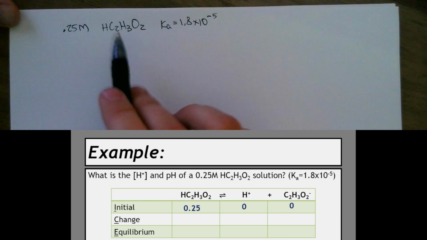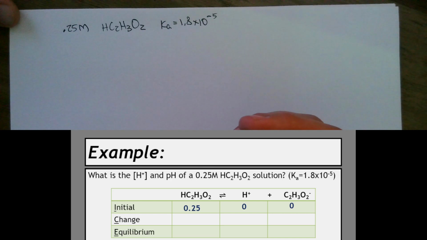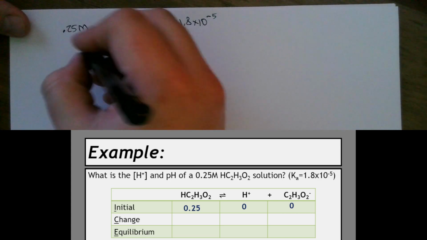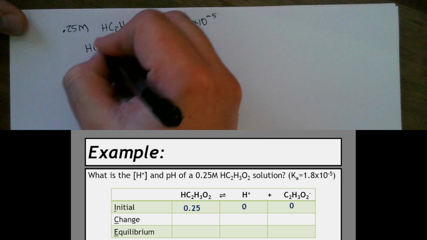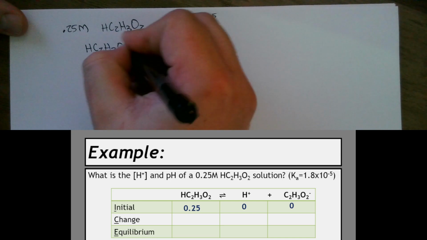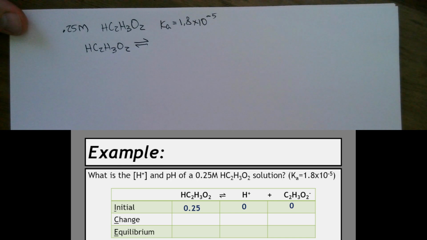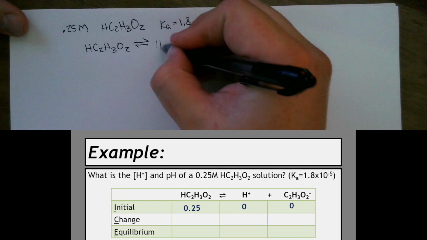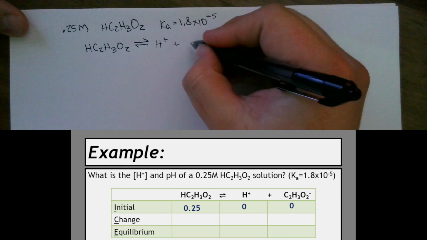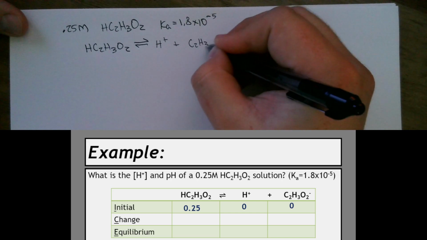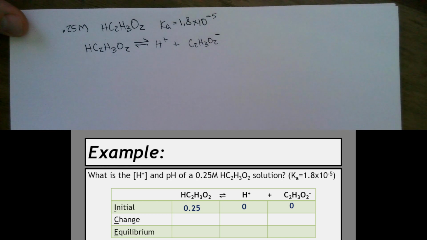Okay, so I know this is a weak acid, which means it's going to break down, but not 100%. It's going to be in equilibrium. So what I would do is write my reaction, draw my equilibrium arrow, and this is going to split apart just like our other acid did. I'm going to make an H plus and C2H3O2 minus, acetate. But I'd make sure to draw my equilibrium arrow because this is not going to go 100%.